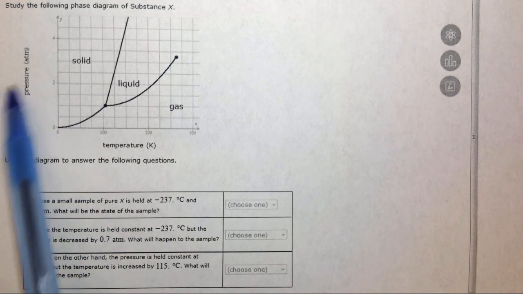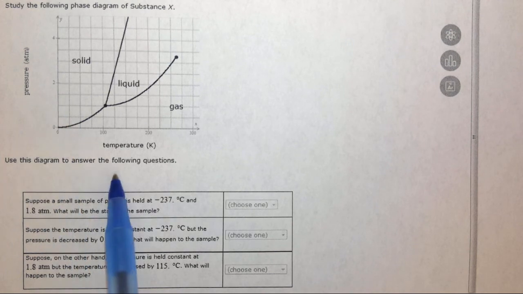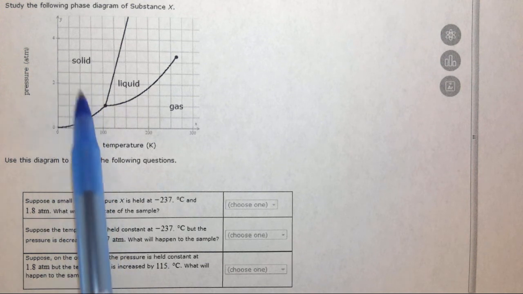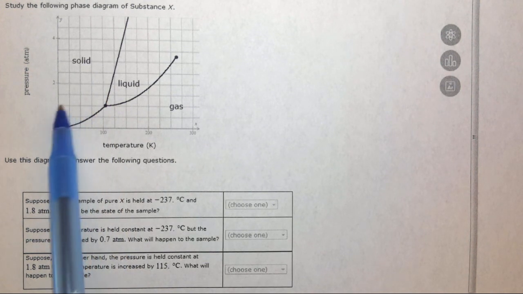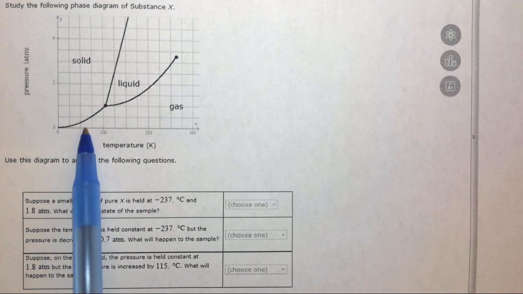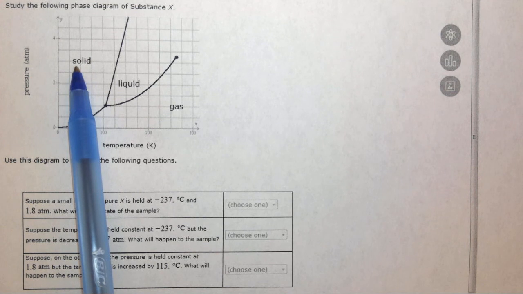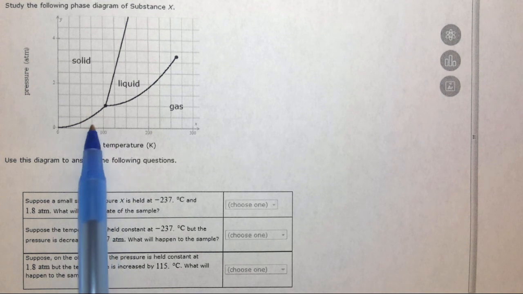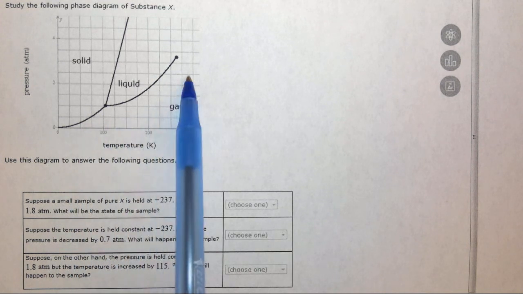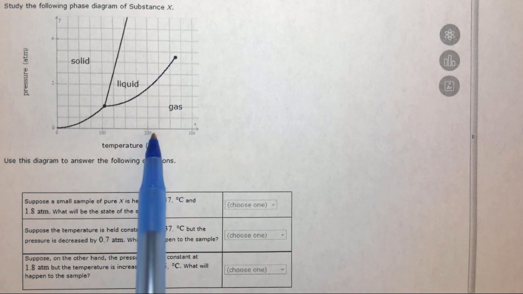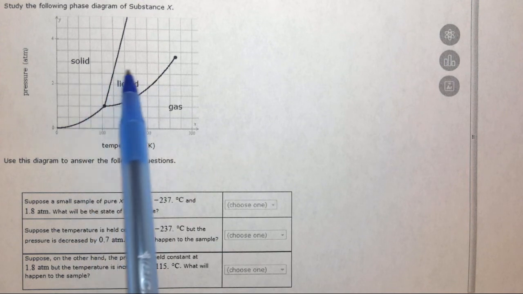A phase diagram has pressure, in this case in atmospheres, on the y-axis, and the temperature, in this case in Kelvin, on the x-axis. At low temperatures, so far over here on the x-axis to the left, and anything but extremely low pressures, the substance exists as a solid. At extremely low pressures, very low on the y-axis, and temperatures that are very high, very far to the right on the x-axis, the substance exists as a gas, and at intermediate temperatures and pressures, the substance can exist as a liquid.